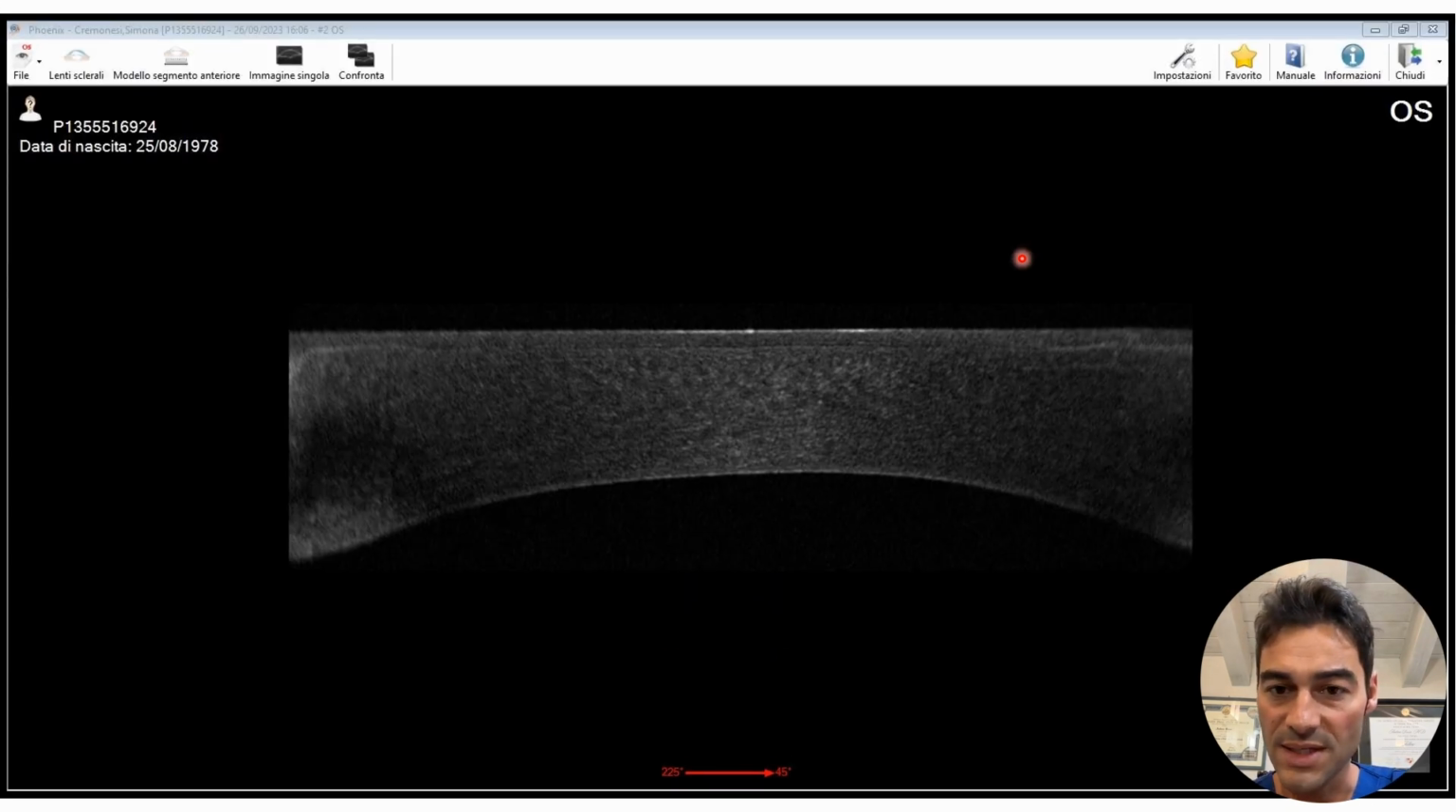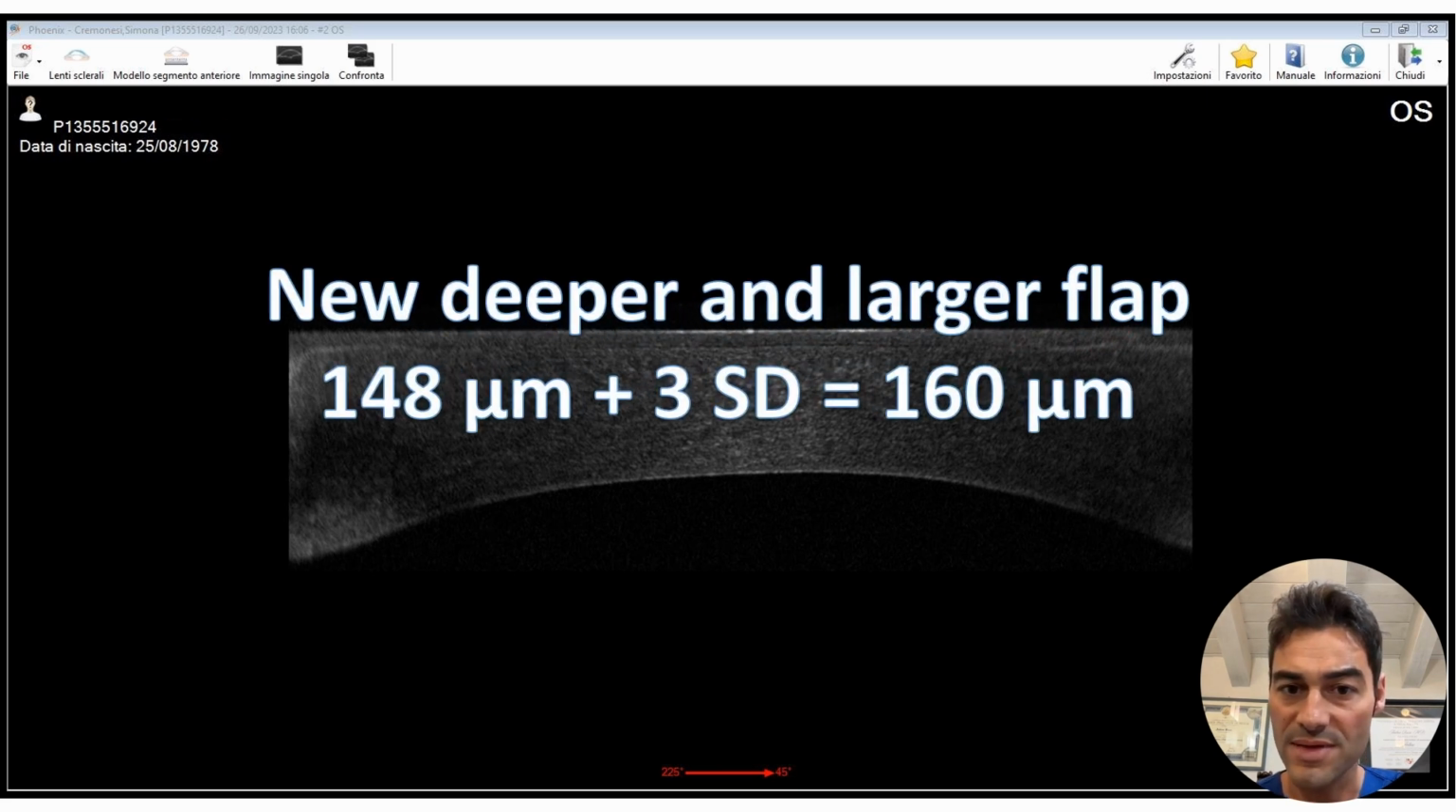A very convenient measurement and scan comes from the applanation-like view from the MS-39, the so-called anamorphic display. Here you can spot pretty well the layer of the flap, and also you can see the peripheral remodeling of the epithelium on top of the previous flap. So we could measure everything.